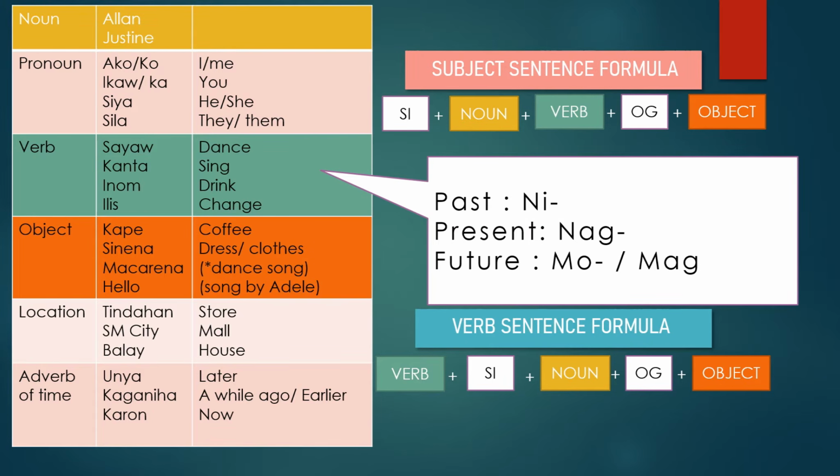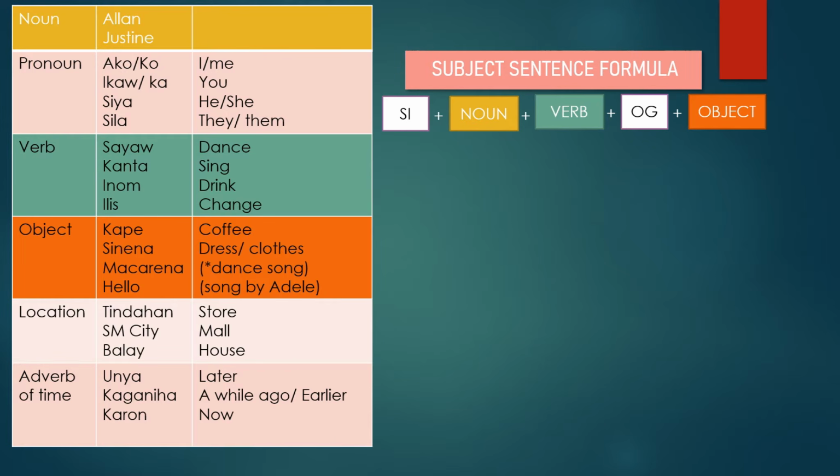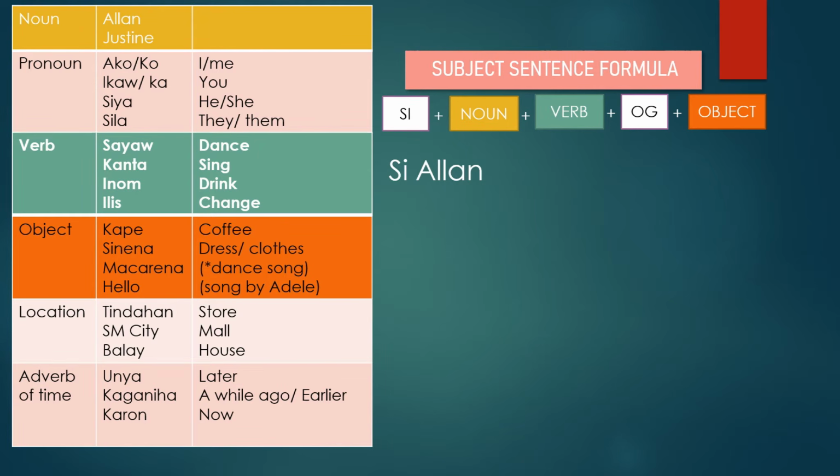Okay, so let's start with the subject sentence formula. We have si plus noun plus verb plus og plus the object. So we have si plus our noun here. We have Alan and Justin. So I'll just use Alan. And then let's go to the verb. I will use sayaw in past tense here. So we have here, si Alan ni sayaw. And then og. You must put og if there is an object, because og is an object marker.